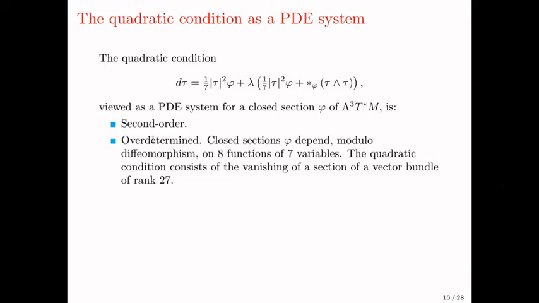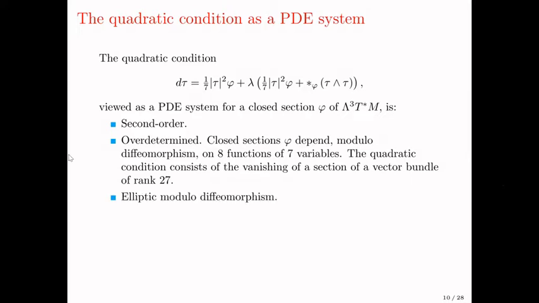It's an overdetermined equation. So these closed sections phi, these closed G2 structures, depend modulo diffeomorphism on 8 functions of 7 variables. And the way to see that is to say that locally my closed 3-form can be written as an exact 3-form, so it's d of some 2-form, and then do the counting based on that, and you get to 8 functions of 7 variables. Well, the quadratic condition is the vanishing of a section of a vector bundle of rank 27, from what I said before. So this thing is 27 equations for 8 functions, so it's very overdetermined.